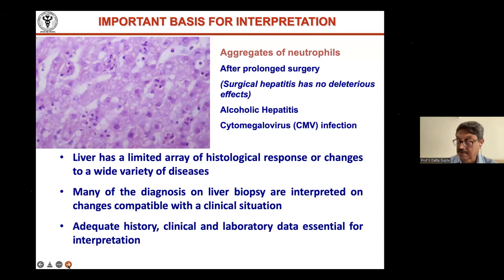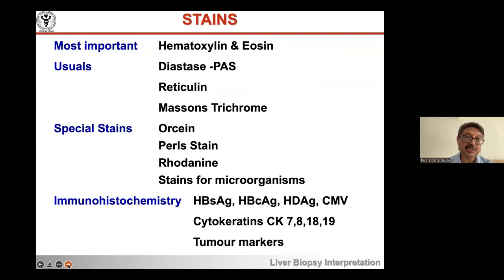So this is the importance of history whenever you do a liver biopsy. So that's why constant communication is necessary between the clinician and the pathologist. So what are the stains that we do? H&E, we usually do a diastase PAS, reticulin, Masson's trichrome. These are for fibrous tissue. And special stains for copper, for iron, again for copper and for organisms, and then you do immunohistochemistry.